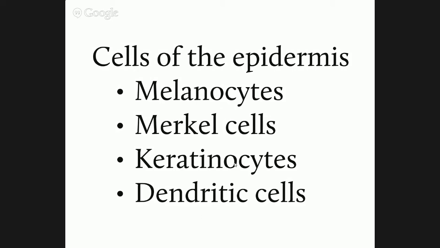Melanocytes and Merkel cells are found at the base of the skin, right next to the dermis. And then dendritic cells, those are the immunological cells I referred to earlier. They're found in the layer just past the basal layer. And then keratinocytes are found everywhere from the base to the stratum corneum, the outer layer.